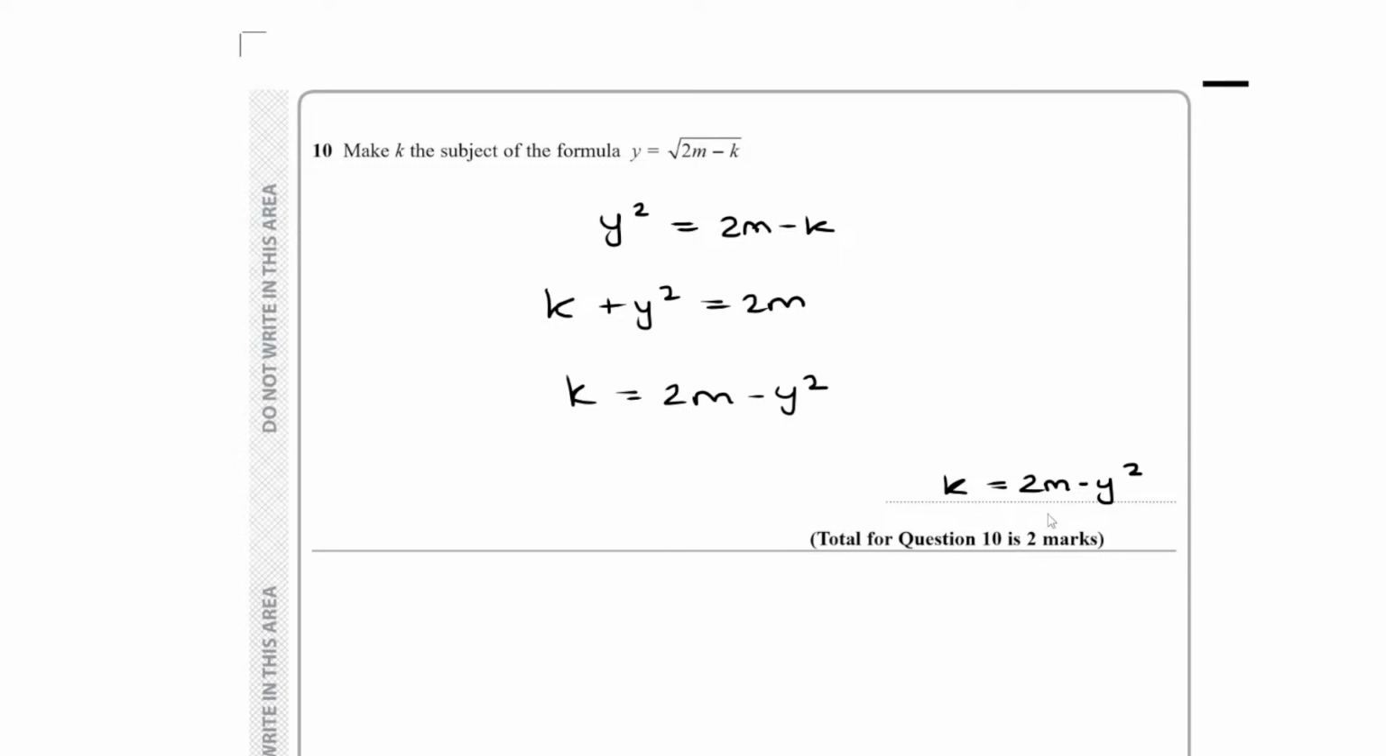So yeah, as long as you end up with this at the end, it doesn't matter if you've got these the other way around. Like if you wrote it like this, that's also fine. Same thing. Just make sure that you've got the negative with the y squared and the positive with the 2m.